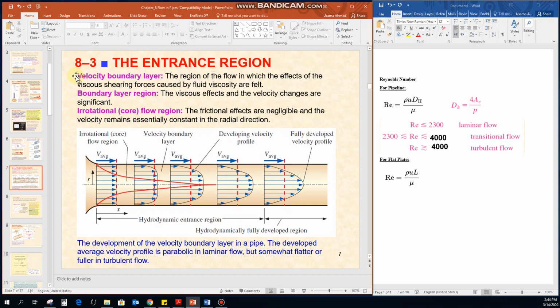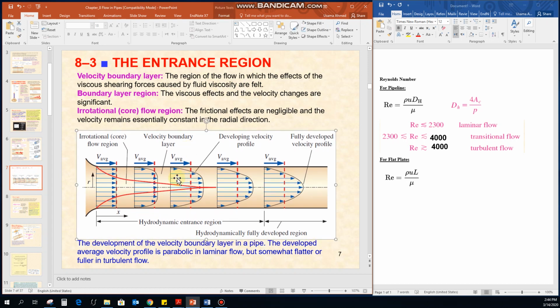Now we have here a velocity boundary layer. This is a region of the flow in which the effects of the viscous shearing forces caused by fluid viscosity are felt. This is called the velocity boundary layer, where the velocity within the pipeline is changing. In the boundary layer region, the viscous effects and the velocity changes are significant. What is this boundary region? It is a region in which the velocity changes are occurring and there is also a change in the viscosity. In the irrotational flow region, the frictional effects are negligible and the velocity remains essentially constant in the radial direction.